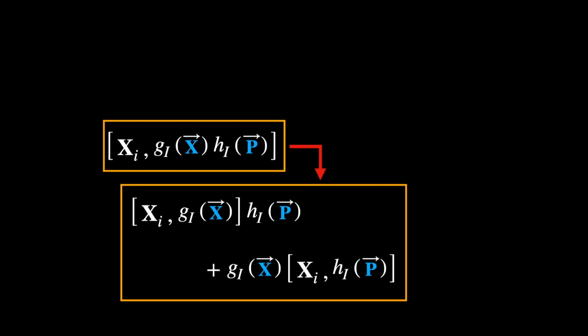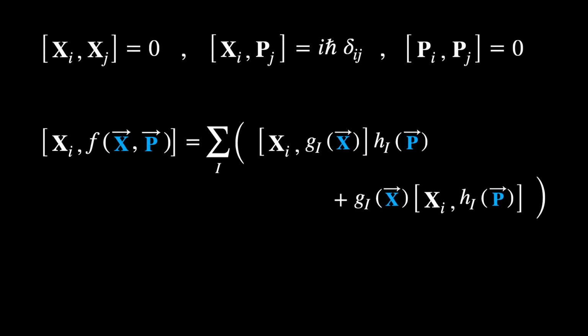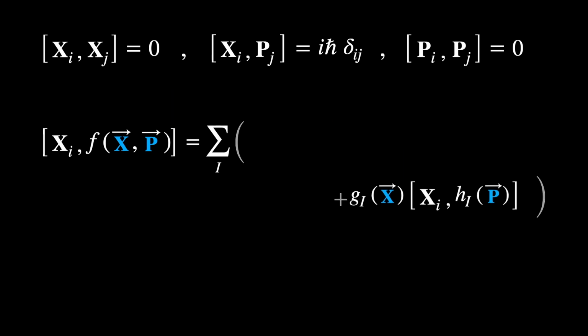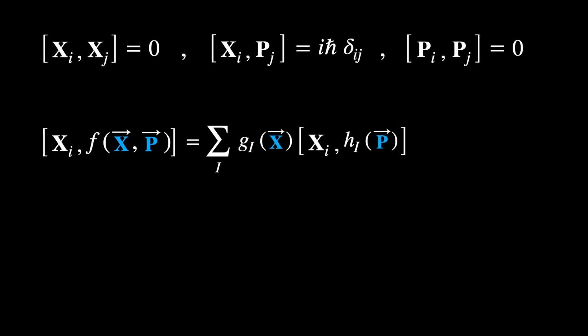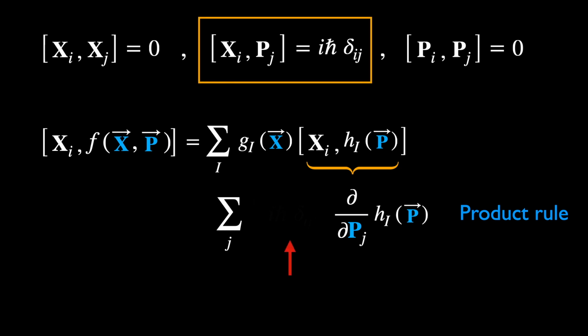Going back to our calculation. We see that the first commutator, after applying the product rule, is 0, as components of the position operator commute with each other. As for the second commutator between x and the functions h_i that depend only on the momentum operators, we can apply the product rule again, which can be easily evaluated using the xp commutators.